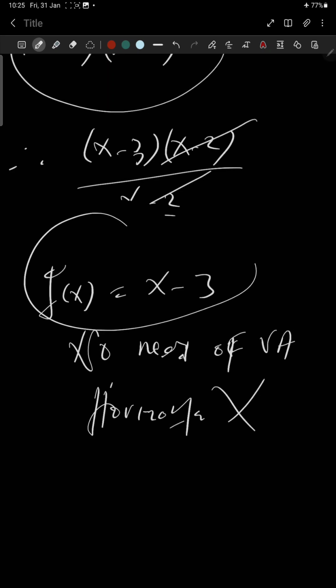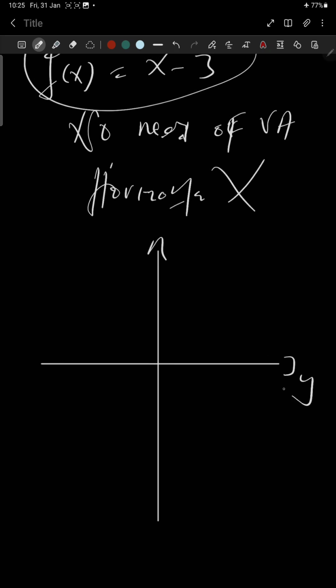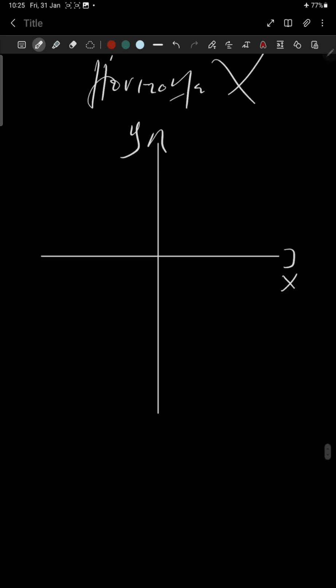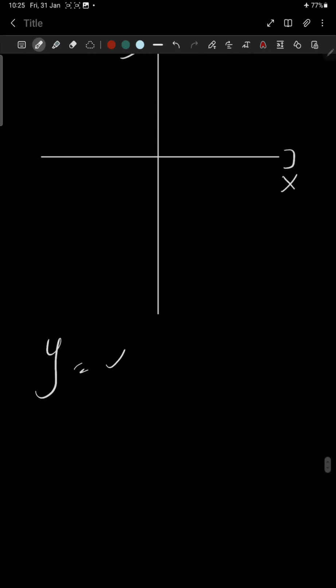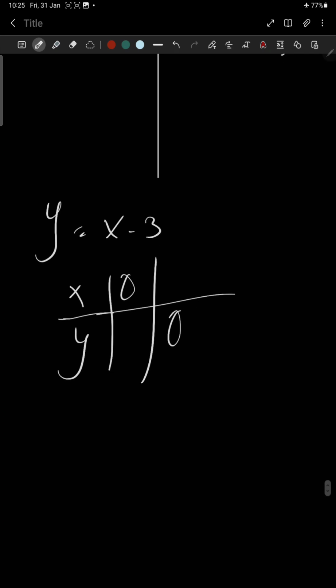Okay, so how do you sketch a linear function? You're going to go on your graph. Oh, sorry, this is y and this is x. If you have y is equal to x minus 3, how do you sketch it? A linear function, you always sketch it by just finding the intercepts. When x is 0, what will be y? And when y is 0, what will be x?